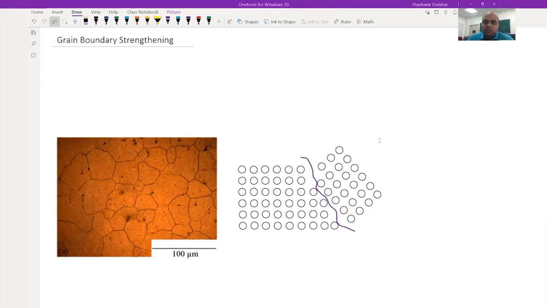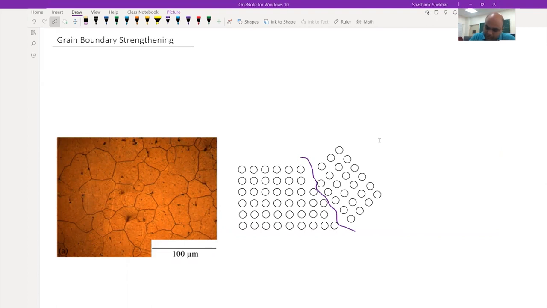Welcome back class to our course, Mechanical Behaviour of Materials. So we have already discussed two strengthening mechanisms, precipitation strengthening and dispersion strengthening, and the second one, solid solution strengthening. Today, we are going to discuss grain boundary strengthening, okay?